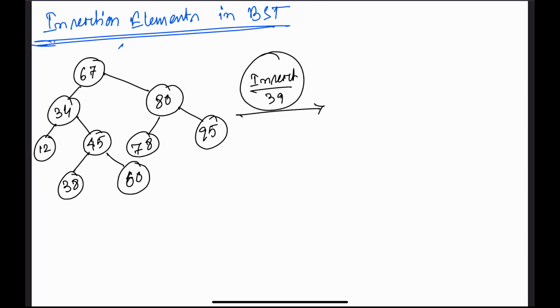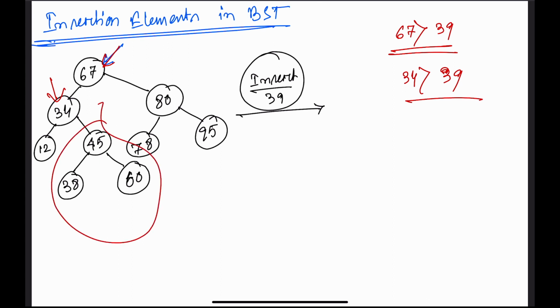The 39 has to be compared. It has to compare with 67. So 67 is greater than 39. That means 39 needs to be in the left subtree, isn't it? Then obviously the cursor will go here. You have to check 34 is greater than 39? No, then obviously this part would be there. So the cursor will come here.